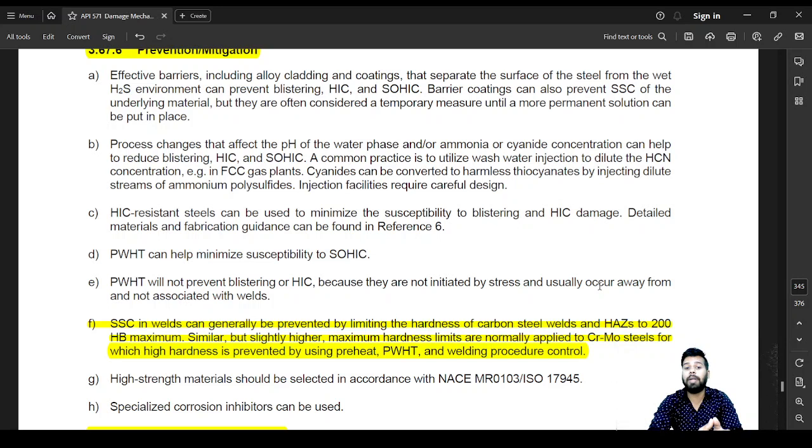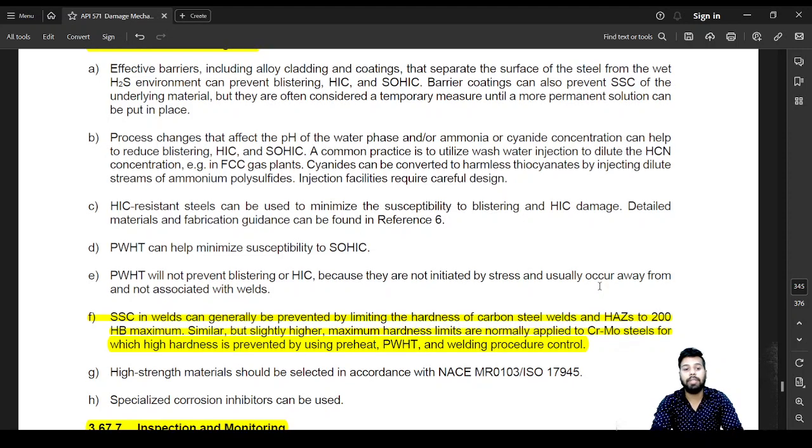Post-weld heat treatment will minimize the susceptibility to stress oriented hydrogen induced cracking. Post-weld heat treatment will not prevent hydrogen blistering or hydrogen induced cracking because they are not initiated by the stress, but usually occur away from and not associated with the weldments.